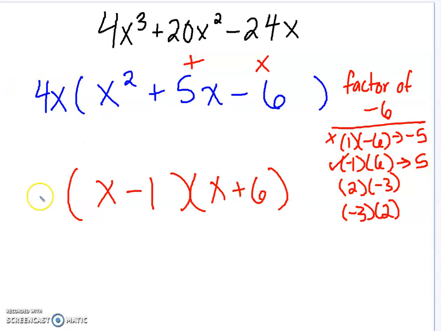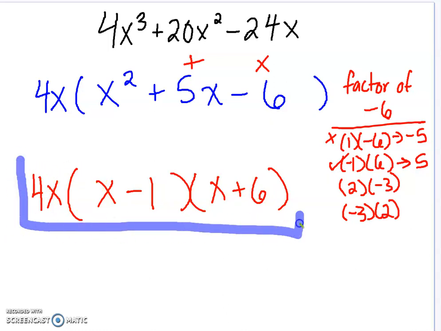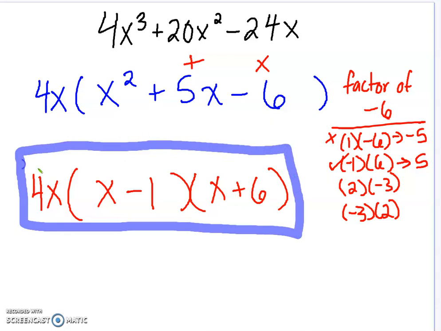But I can't forget that I had originally factored out 4x, so it is still a part of my solution. So this would be the factors of 4x cubed plus 20x squared minus 24x.